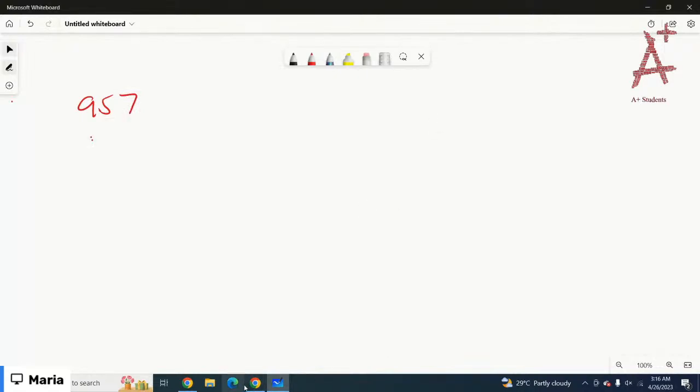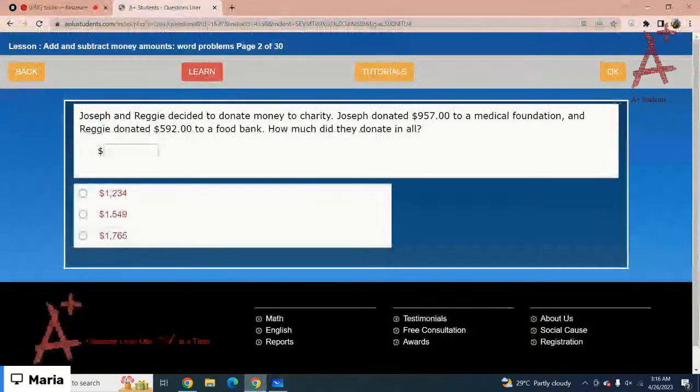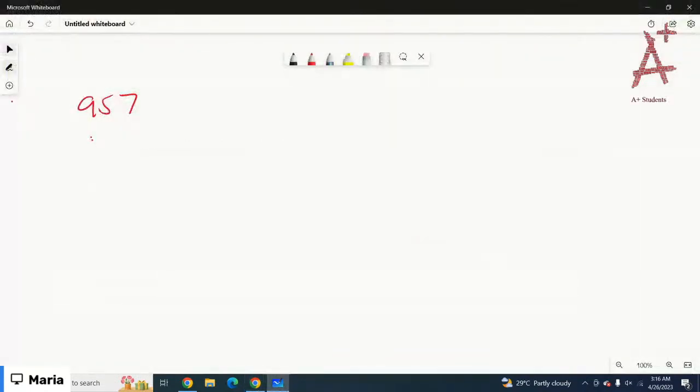957 and 592. So you just have to add them. 7 plus 2 is 9. 9 plus 5 is 14. 4 and 1 carry. 9 plus 5 is 14 and 1 is 15. So it would be 1549.